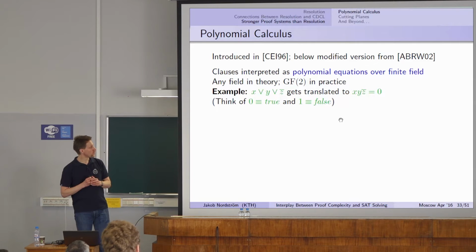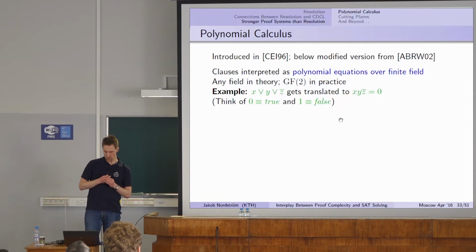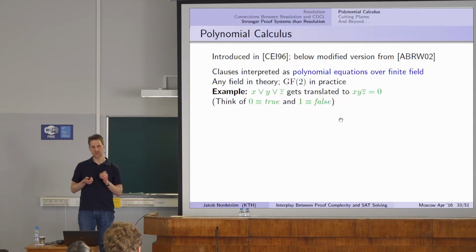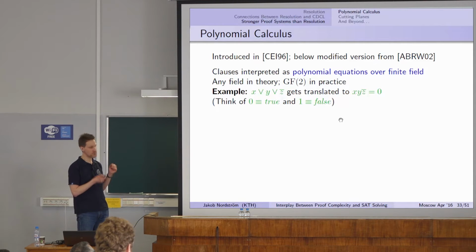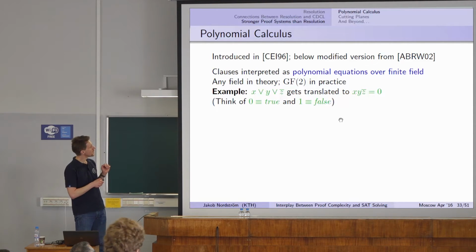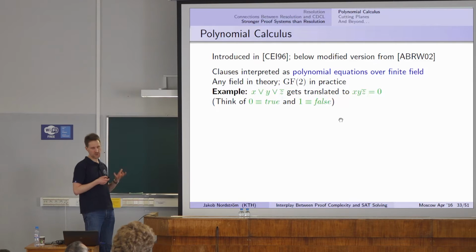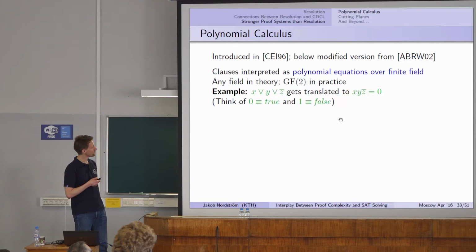So let's talk about polynomials, polynomial calculus. What you do now is you take the clauses of your formula and you translate them to multilinear polynomials. So you have variables x and x bar, which are formally distinct variables. Let's think of 0 being true and 1 being false. So let's flip true and false for now, because it's natural in an algebraic setting to do that.